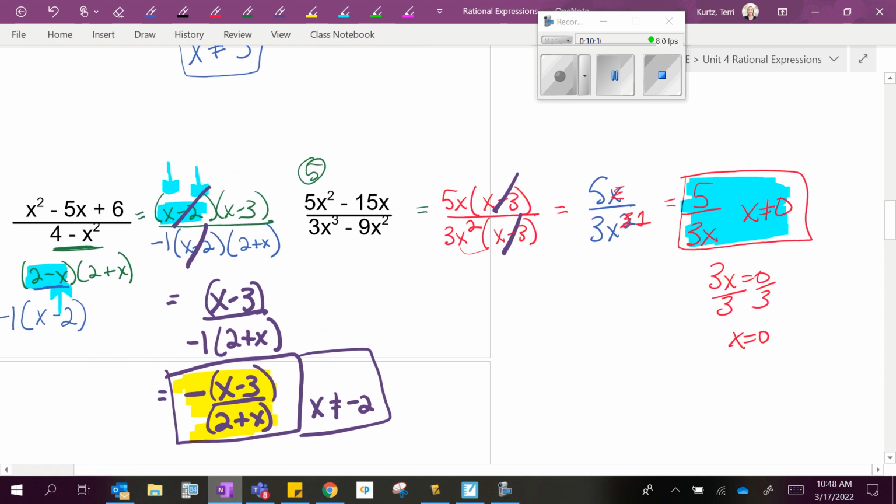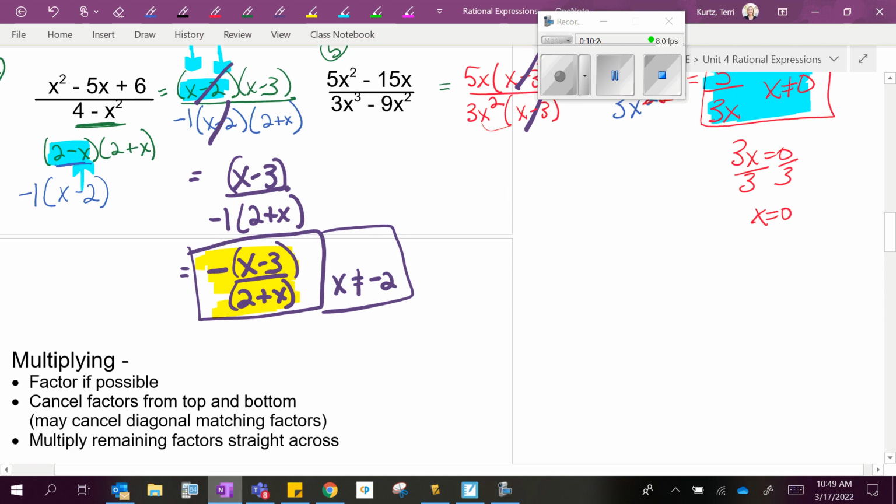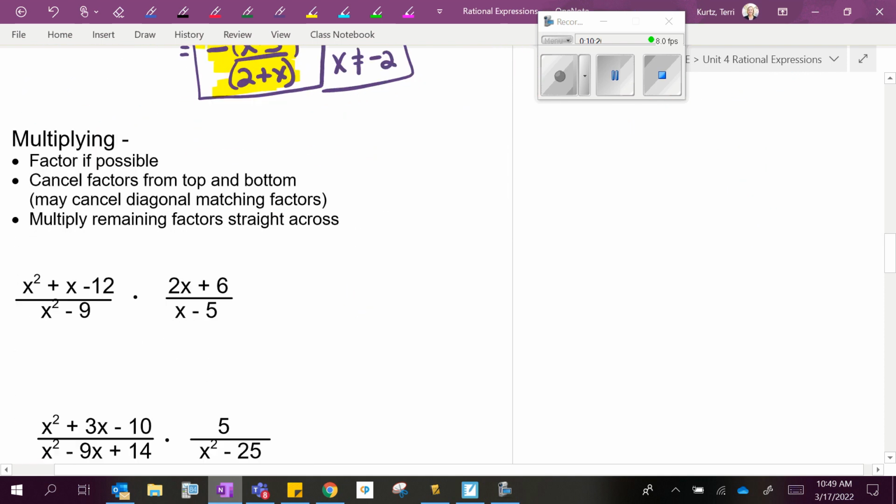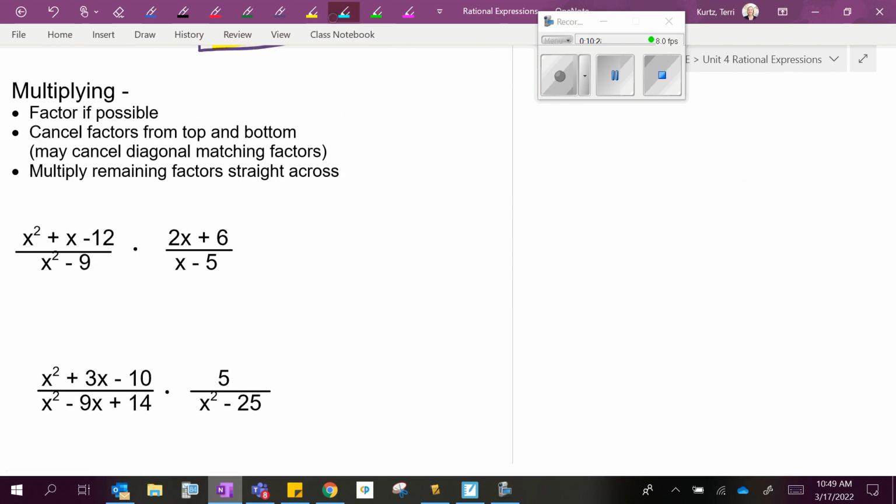Okay, so that is simplifying. Next, I want to move on to multiplying. Multiplying is very similar. We're still going to factor, and we're going to cancel. But here we can cancel any factor on the top with any factor on the bottom.